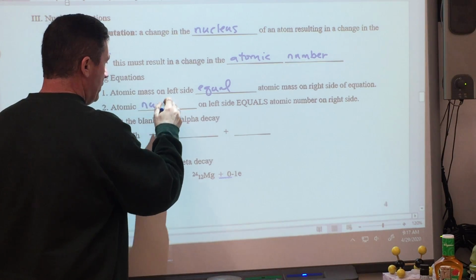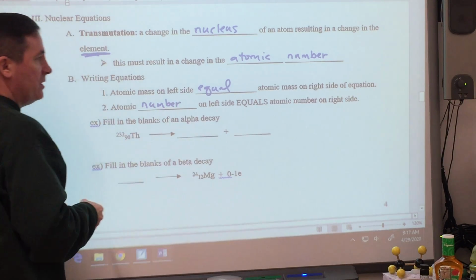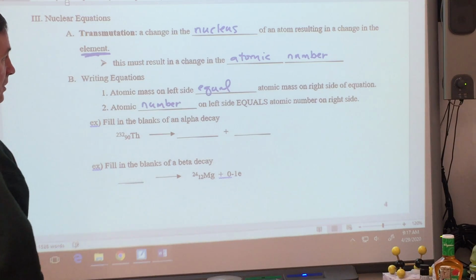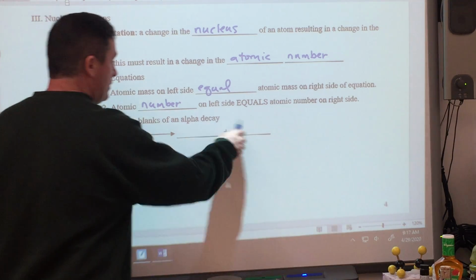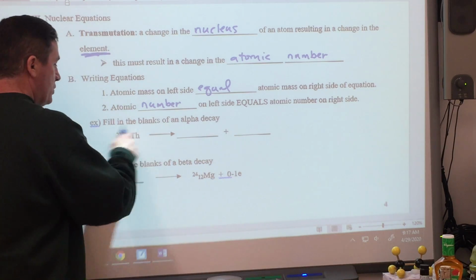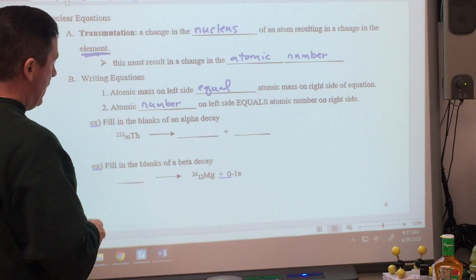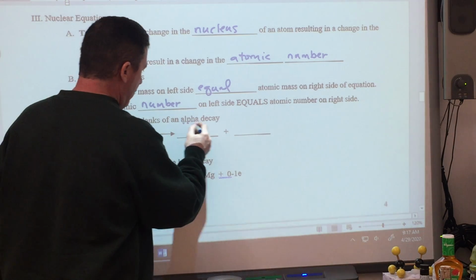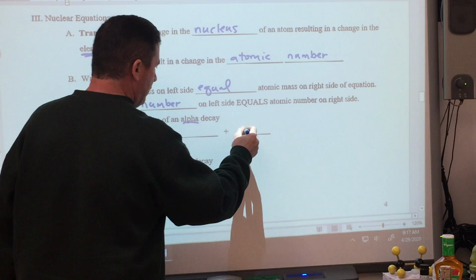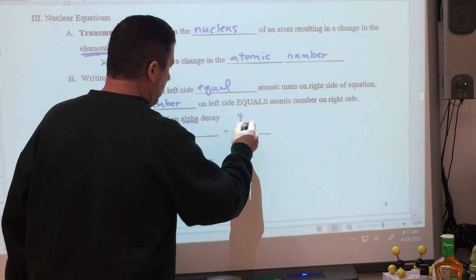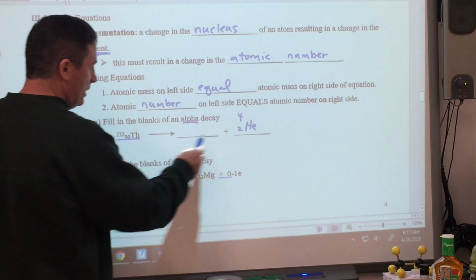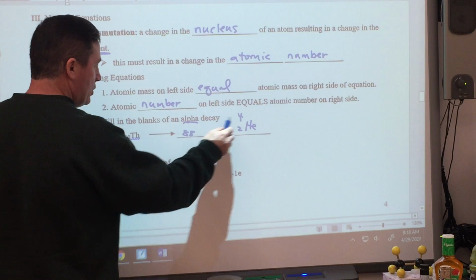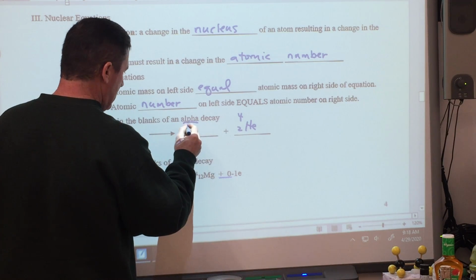Likewise, the atomic number on the left side equals the atomic number on the right side. The addition of them, actually, just the addition. These two have to add up to what's over here. So here we've got thorium 90. They ask for an alpha decay. So alpha decay, again, is helium 4-2. So 90 minus 2 is 88. And 232 minus 4 is 228.